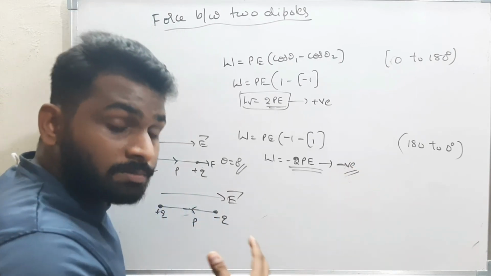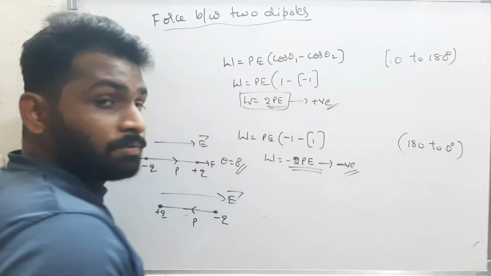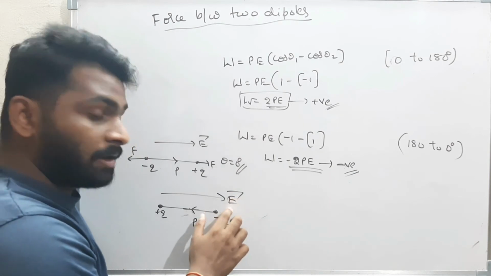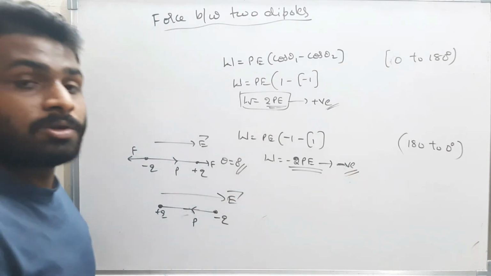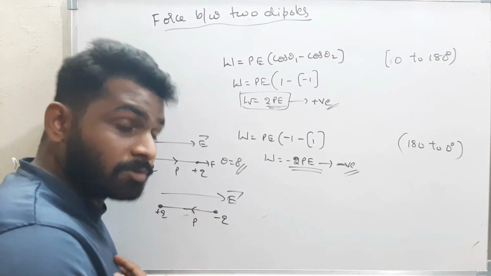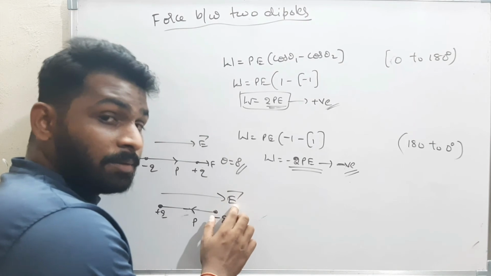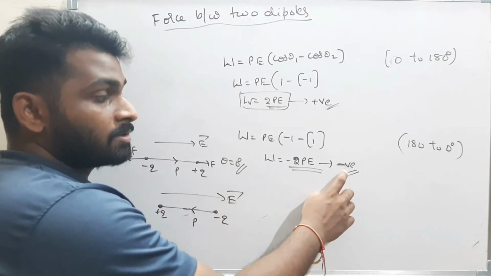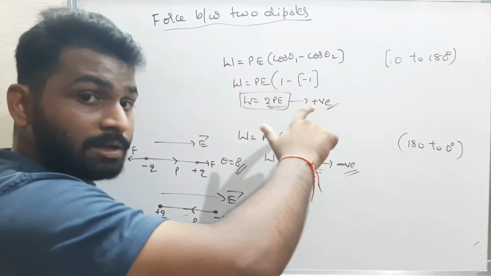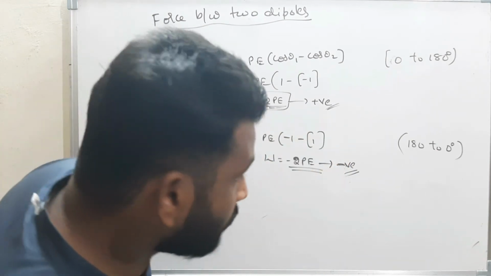If the work done is by an external force, that is by me, then it is positive. If the work done is by the field, that means the electric field, then it is negative. Always remember, if the work done is by the external force, then it is positive. And if the work done is by the electric field, that means the field itself, then it is negative. Positive work is by me, negative work is by field. Okay.